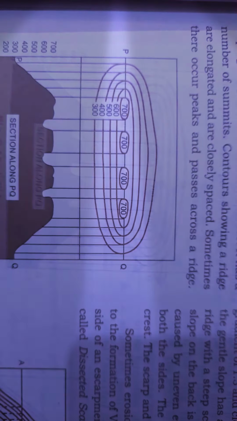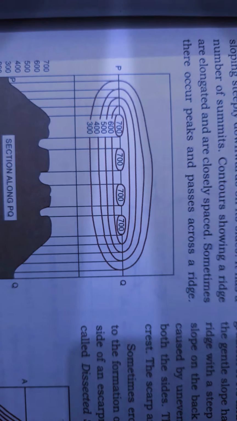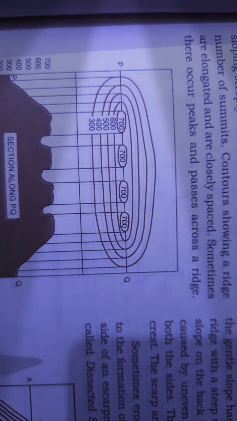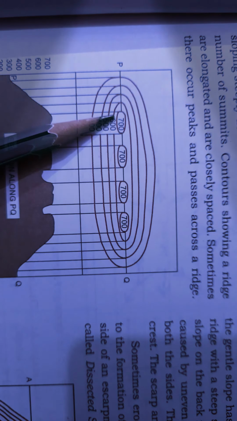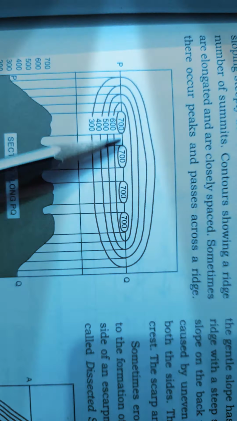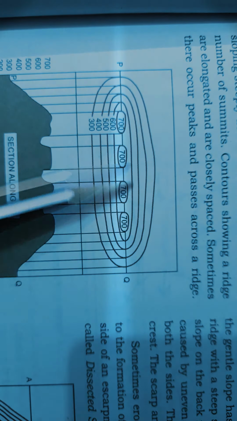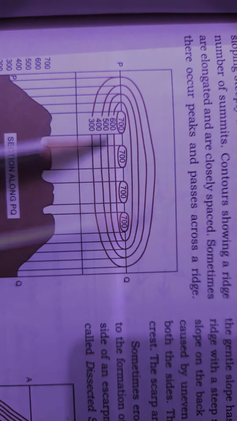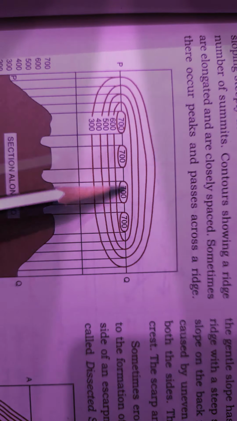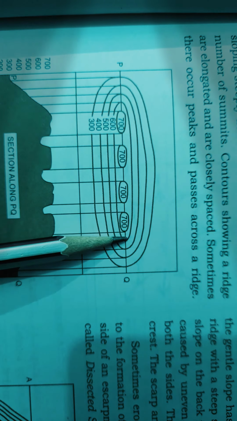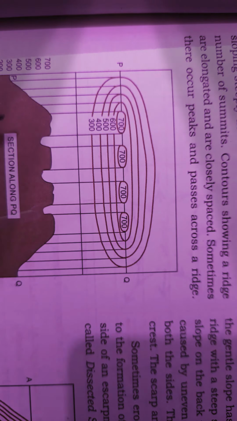Another one which is asked in the exam is the ridge. Now, how is the feature here? These contour lines are elliptical in shape, and some summits are in between. These are not circular in shape, these are oval-shaped contour lines, and there is very little space in between them. Then it is called a ridge. So a ridge appears like this.